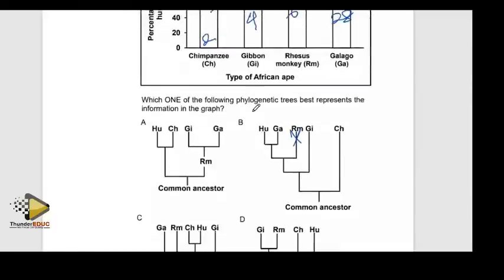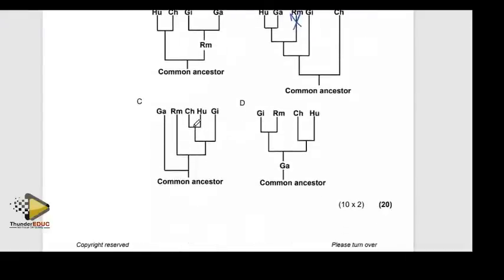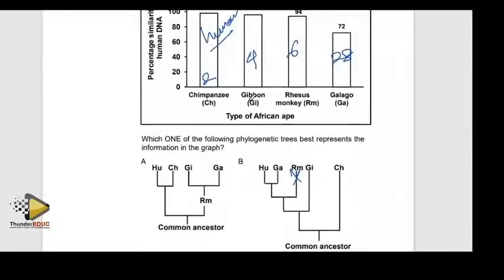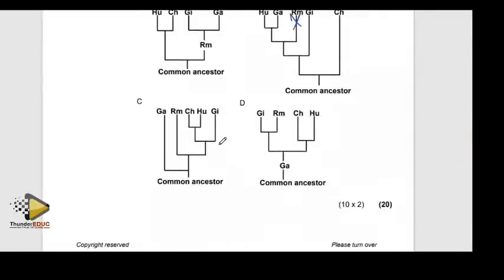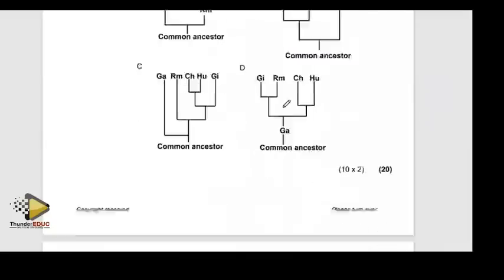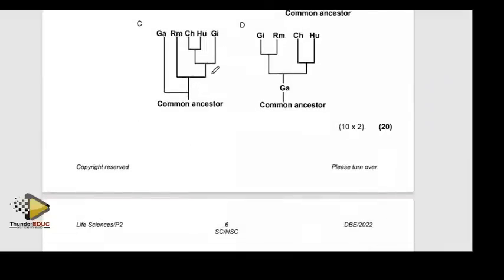The gibbon, chimpanzee, yes. The gibbon diverged before the chimpanzee diverged from human. This is what it means, that the gibbon diverged before the chimpanzee did what? Separated. And then the rhesus monkey, because it is 6%, was the first to separate before the gibbon.